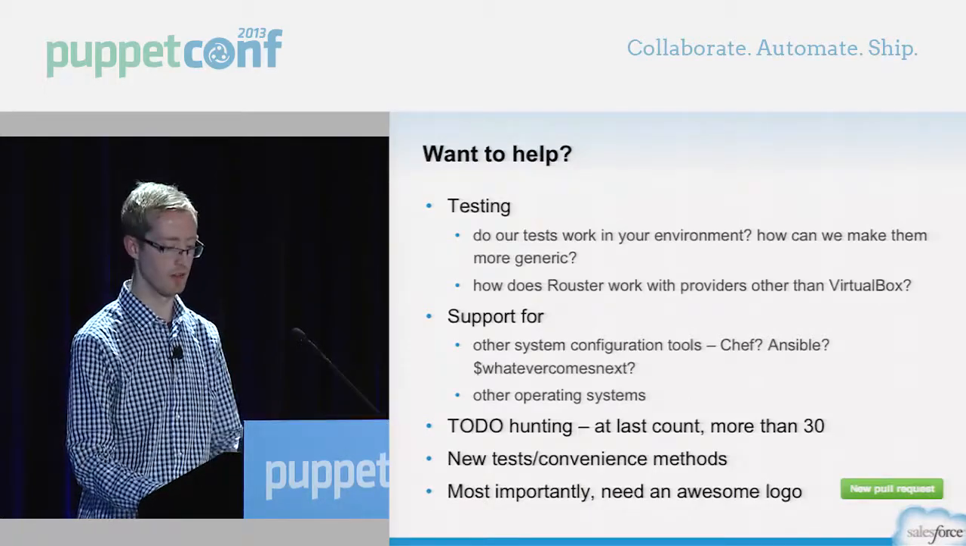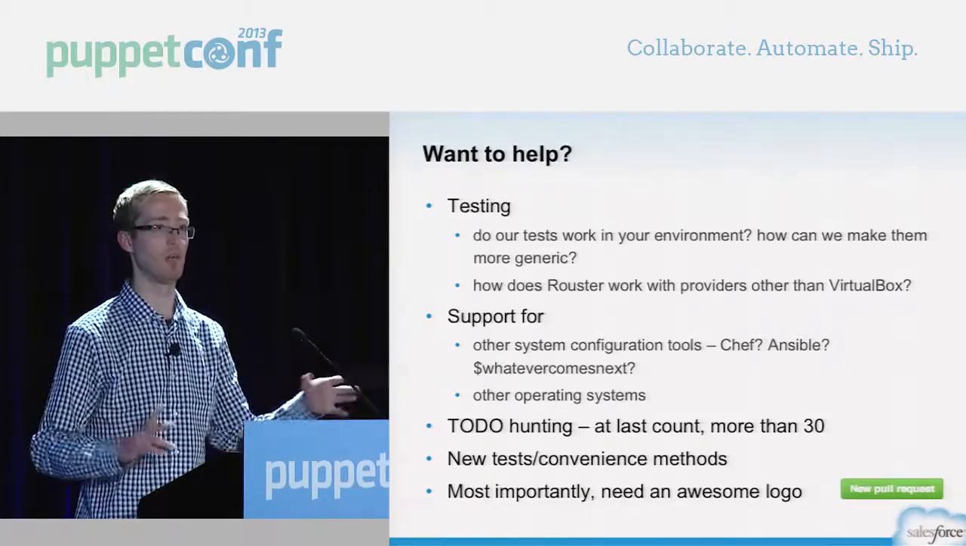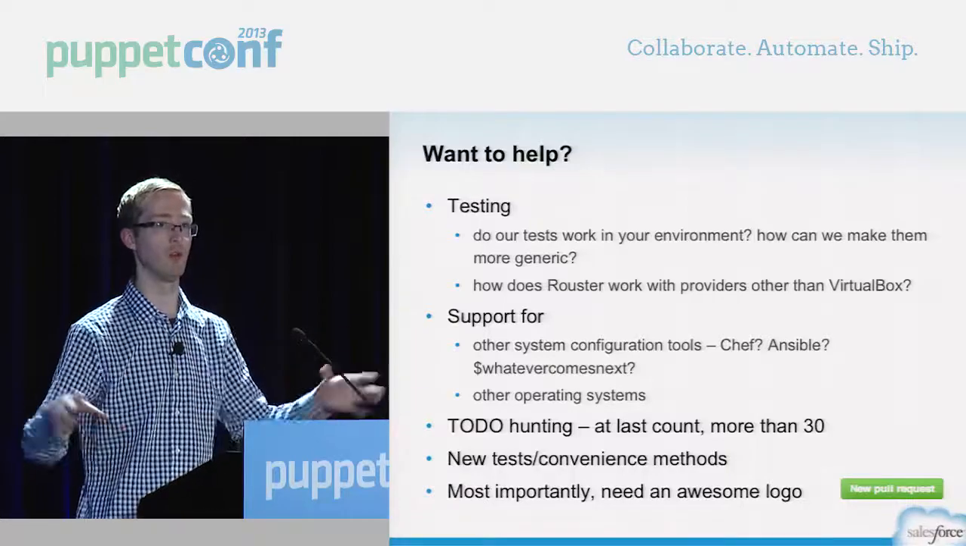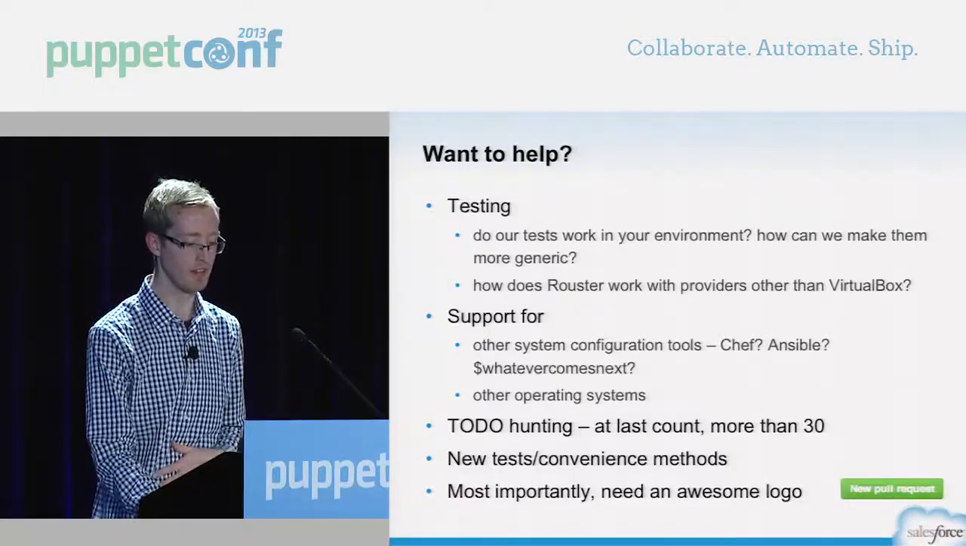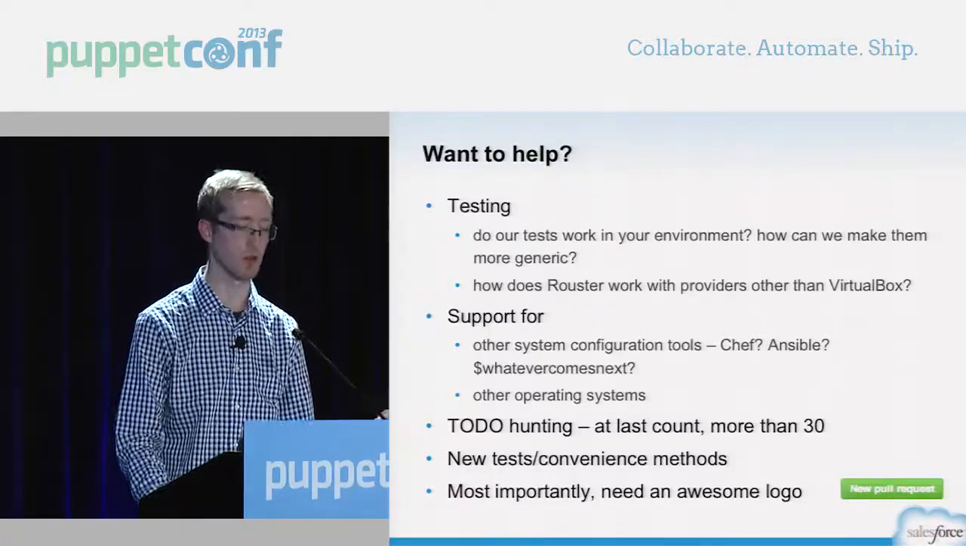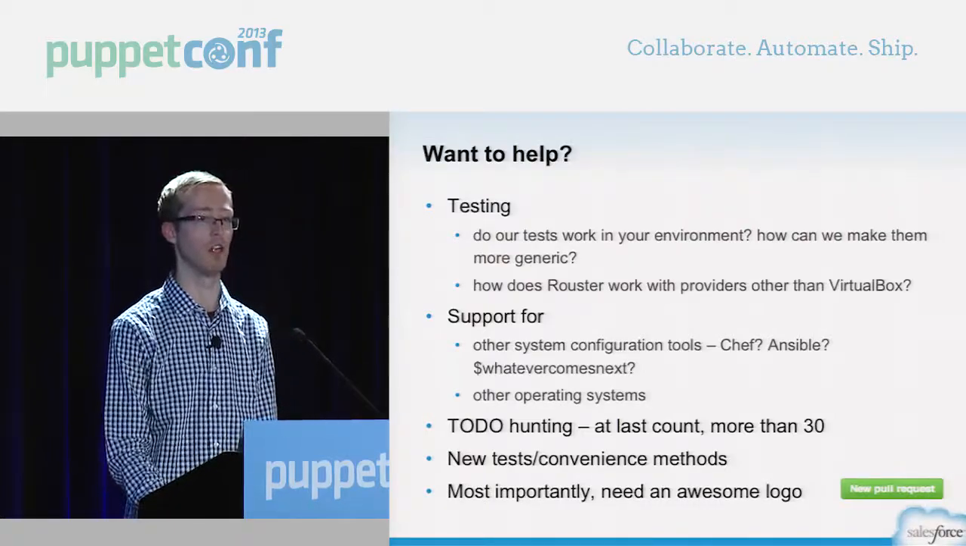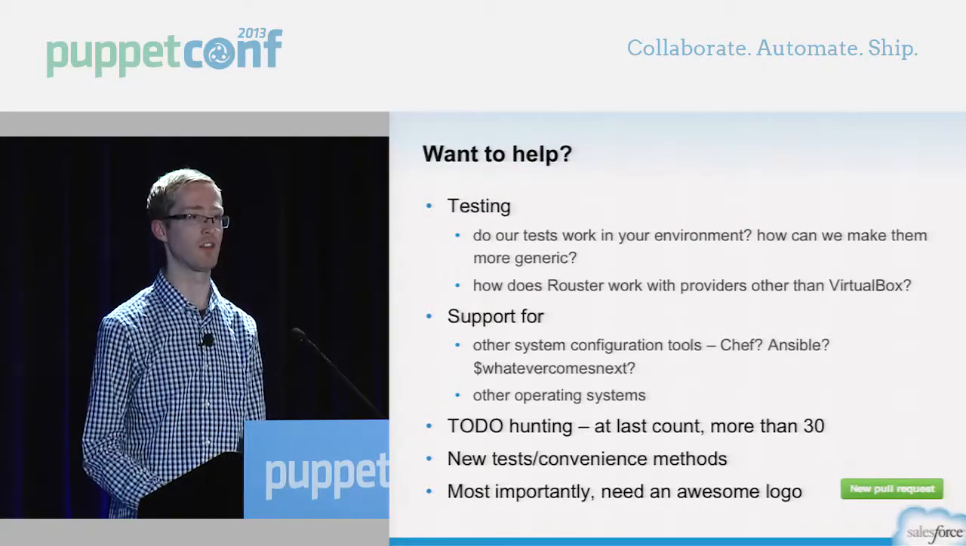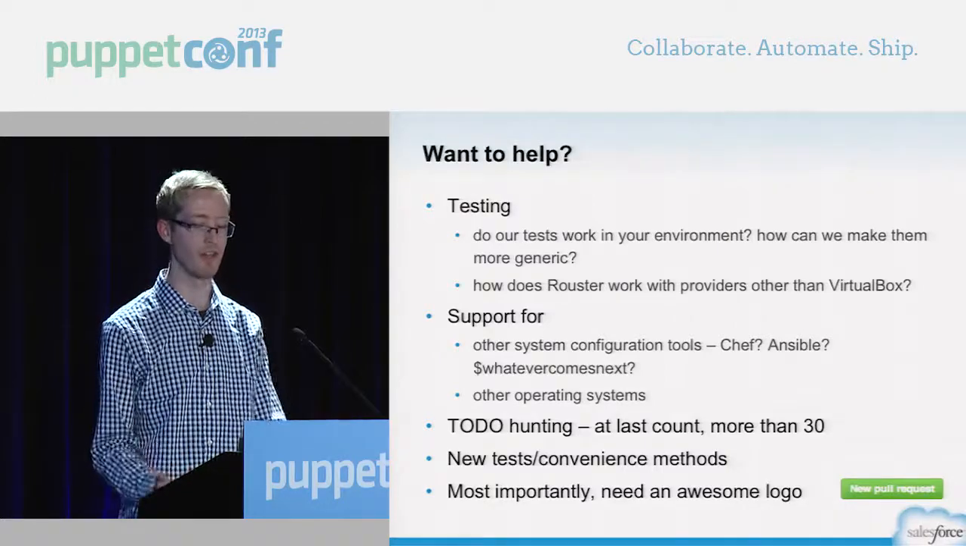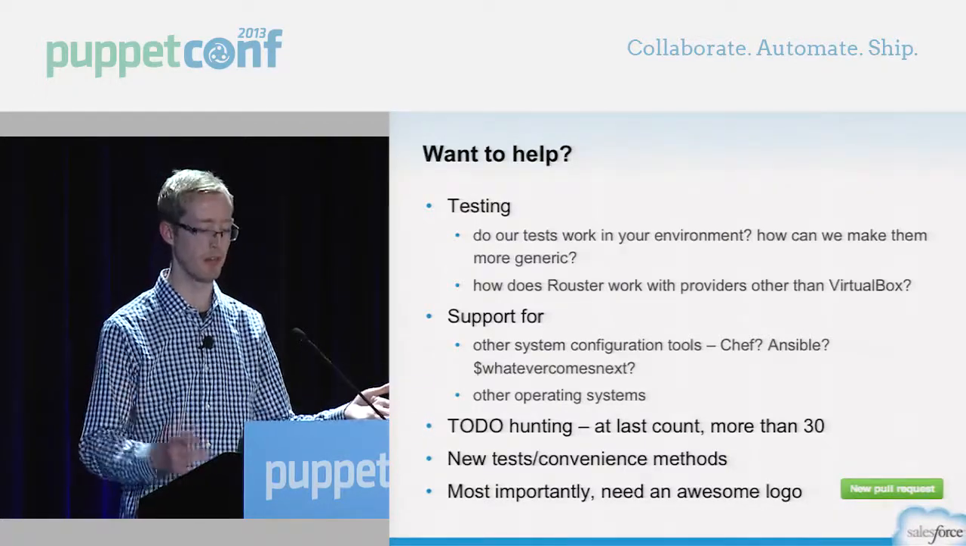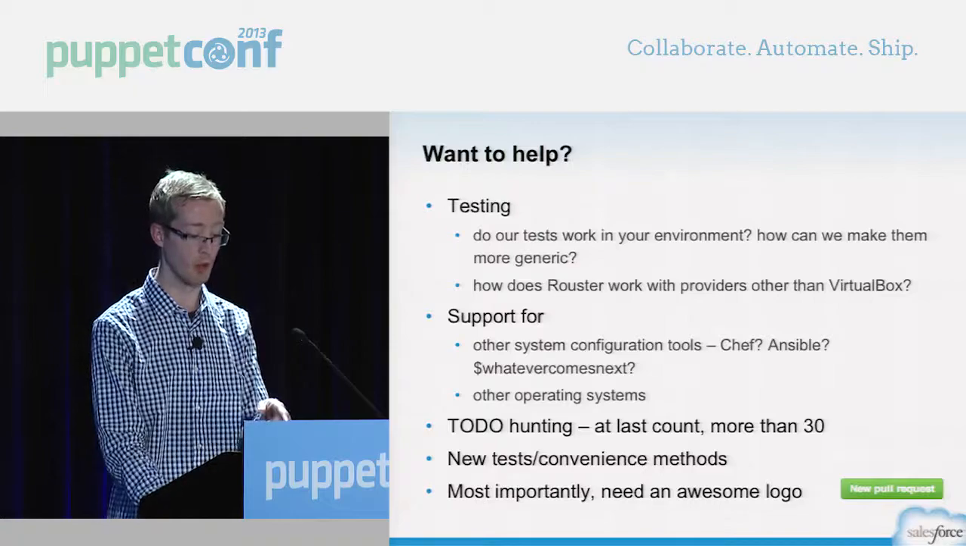New tests and convenience methods, again, that's code for I'm running out of ideas, so whatever you guys are interested in, send it away. And most importantly, I don't know why this is last, but we need an awesome logo. Vagrant has had 3 awesome logos, and we don't even have one. We need to do better than that, and we're going to do better than that.